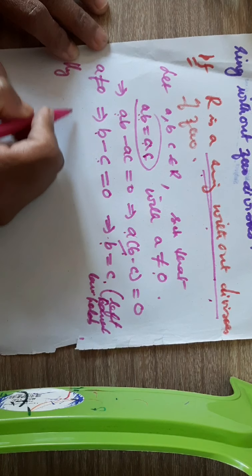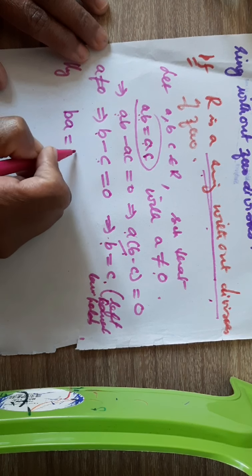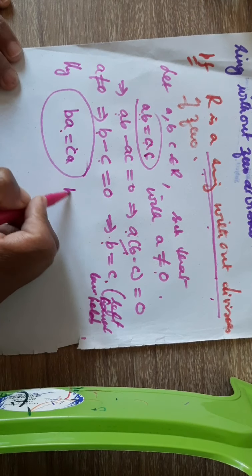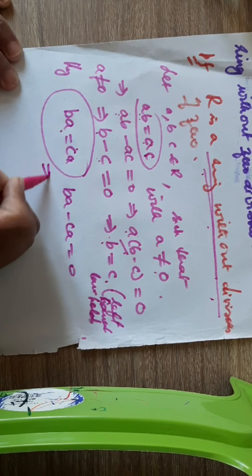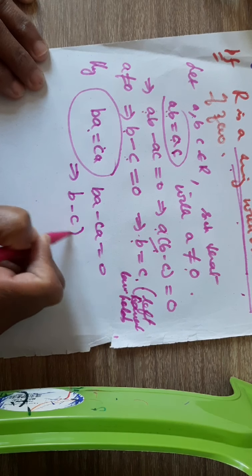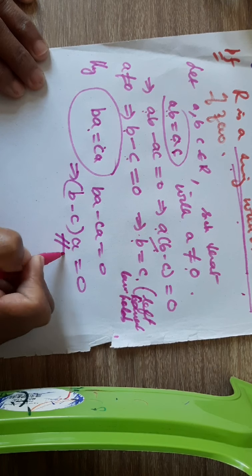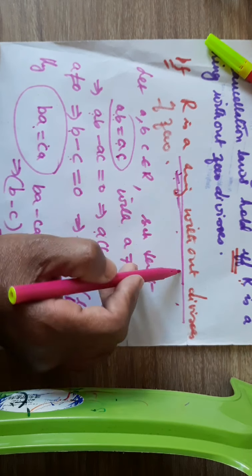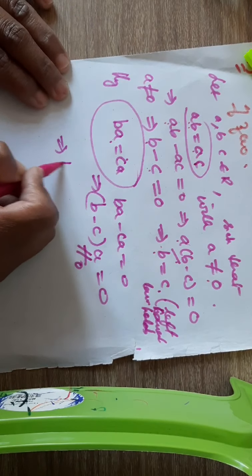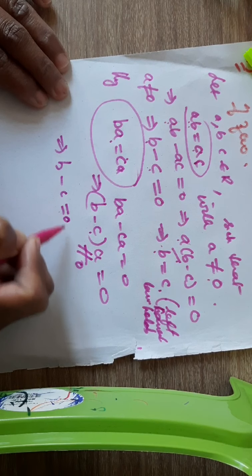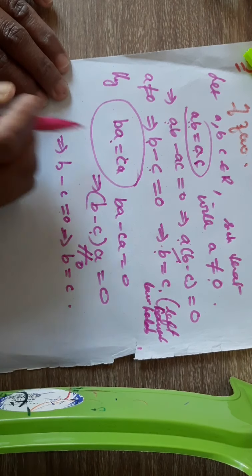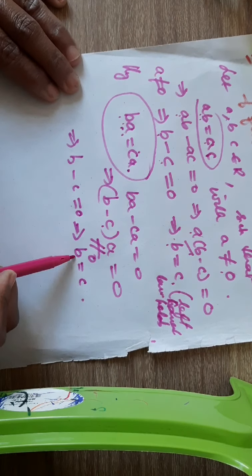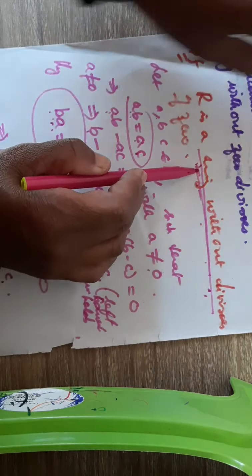Similarly, in the same way, you can show the right cancellation law by taking BA equal to CA. Transfer this to this side, and you get BA minus CA is equal to 0, and this implies that (B minus C) times A is equal to 0. Since A is not equal to 0 and R is a ring without divisors of 0, which is our assumption, it must imply that the element B minus C should be 0. Again from here you get B is equal to C. That means the right cancellation law holds in this case.